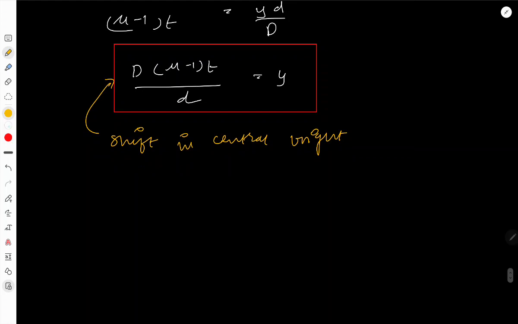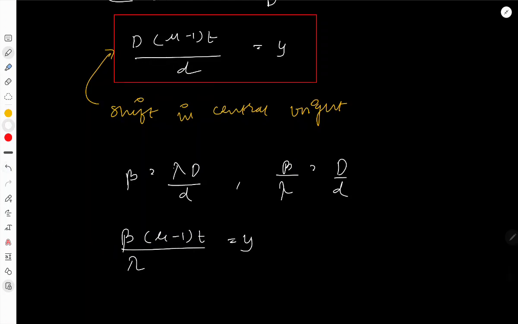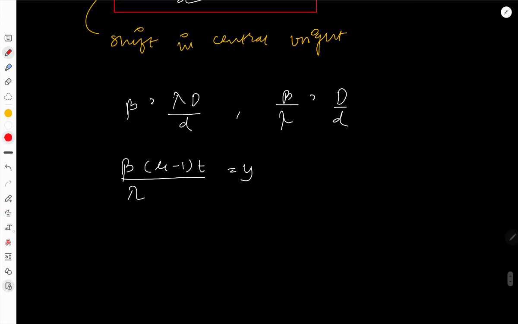And if we want to write it in terms of beta, the formula for beta is lambda D upon small d, and so beta upon lambda can be written as capital D upon small d, which we can see in this equation very easily. So we write beta by lambda into mu minus 1 t upon d equals y. So this is another formula for the same.